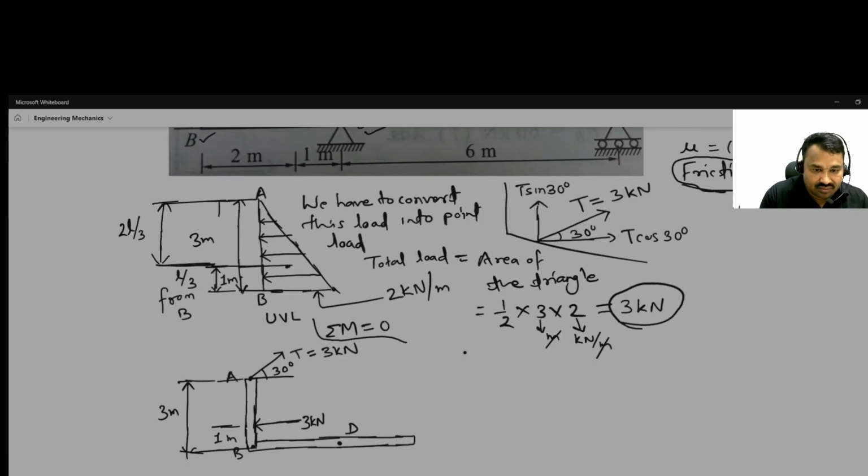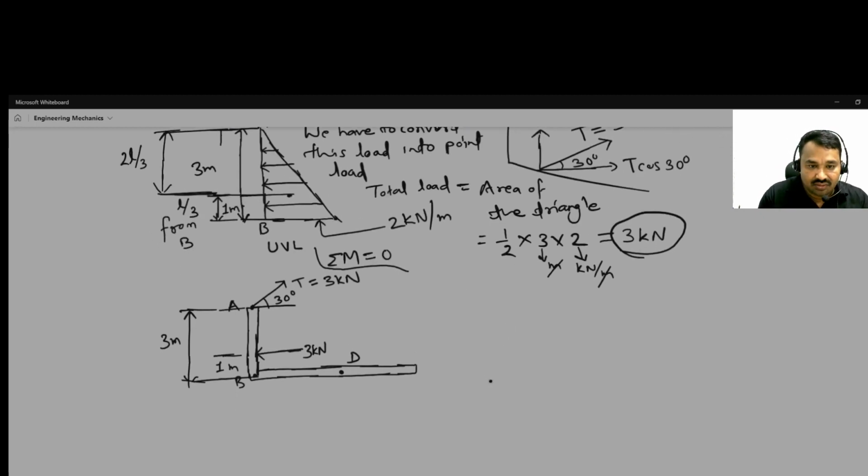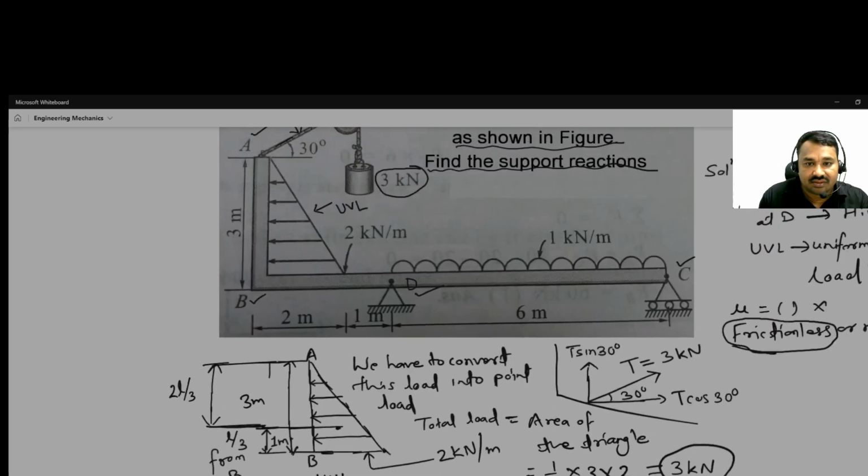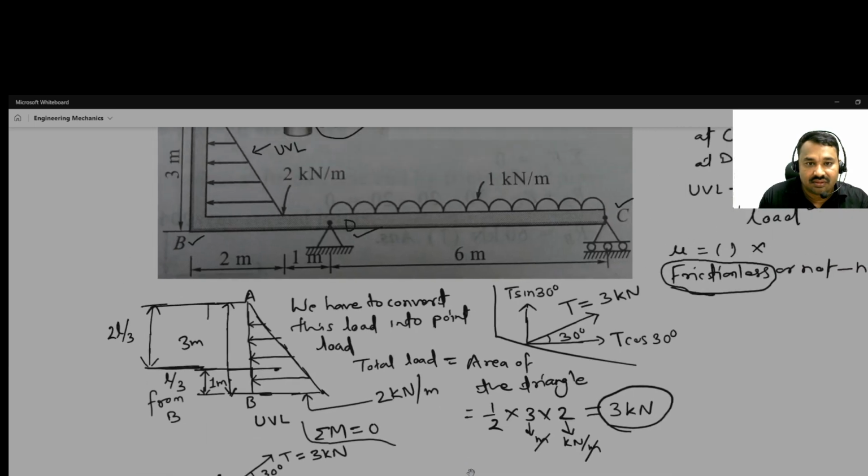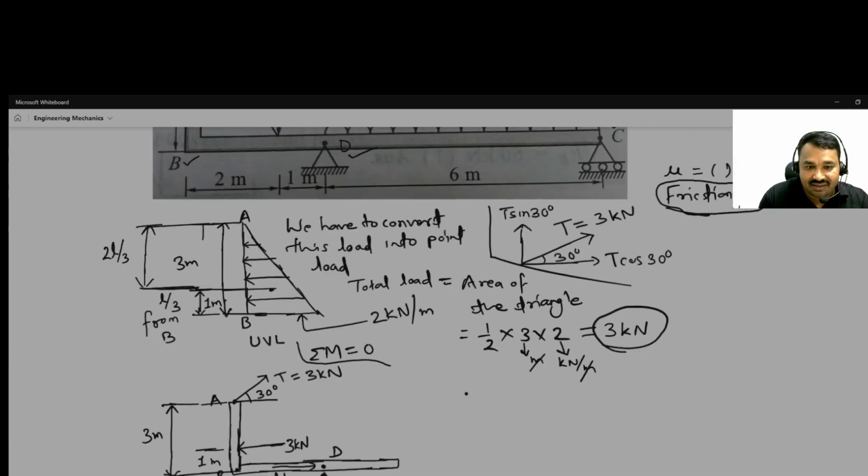So the support we have to remove in the free body diagram. So suppose this is a vertical load and this I am taking VD, and this is the horizontal reaction, this I am taking HD. Okay, next there is a UDL also. Okay, let us discuss that.